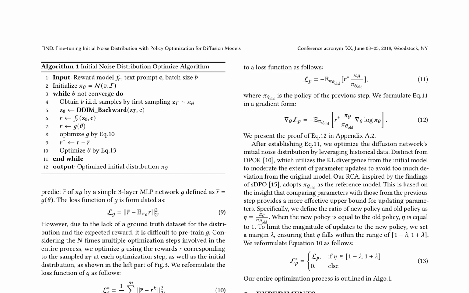issue. The paper proposes a novel approach to optimize the initial noise distribution for diffusion models using policy optimization, specifically the ratio clipping algorithm, RCA. This method enhances optimization efficiency and generative performance, demonstrated through qualitative and quantitative experiments.